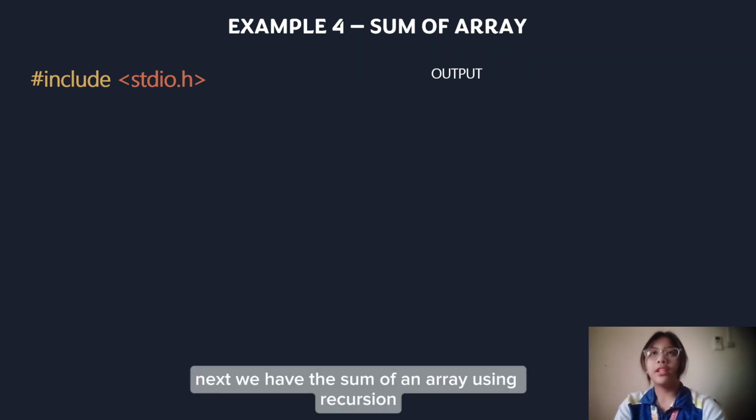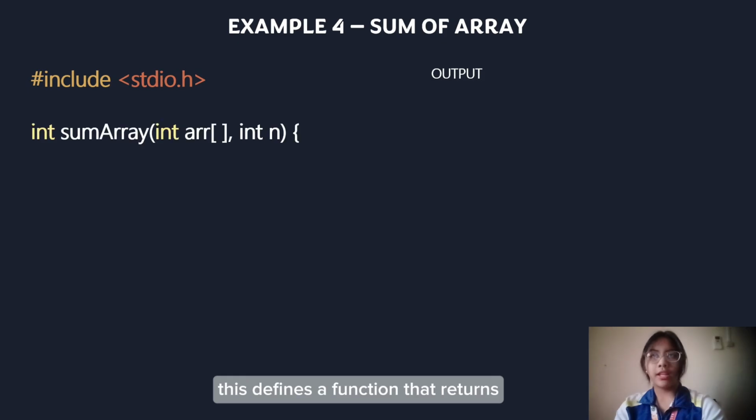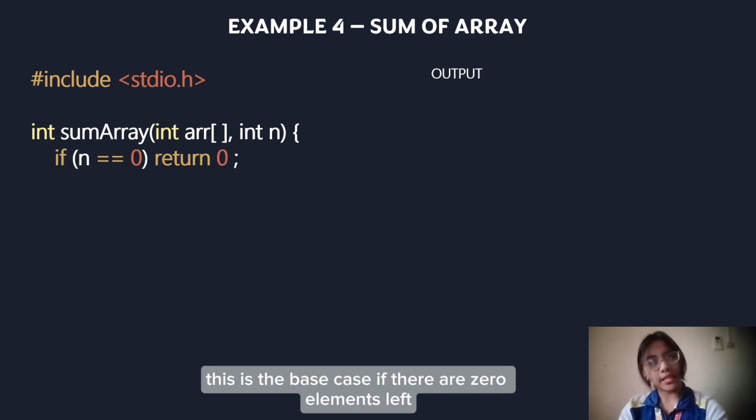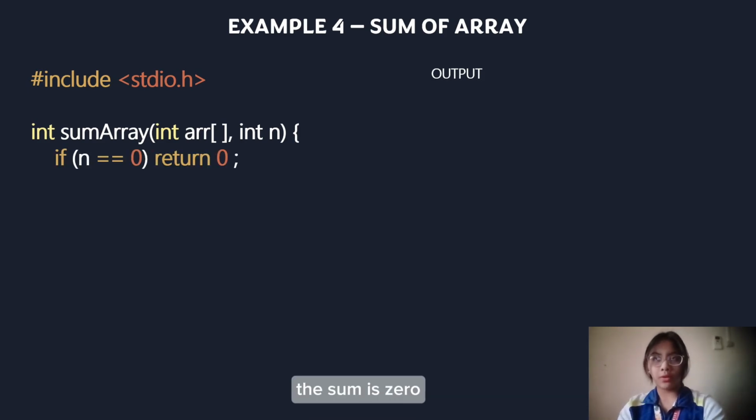Next, we have the sum of an array using recursion. This defines a function that returns the sum of the first n elements of the array. This is the base case. If there are 0 elements left, the sum is 0.